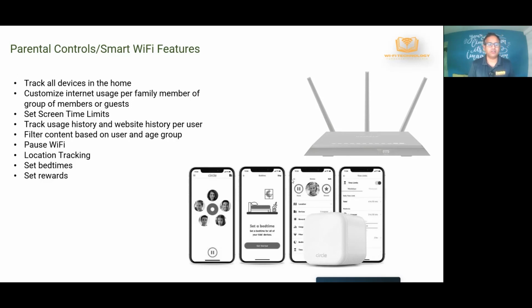We can do interesting things like pause Wi-Fi. For example, as a family, we're all sitting together and having dinner, and let's say at 7 p.m. we want to say pause Wi-Fi, and we press a pause Wi-Fi button, and then it's going to just disconnect Wi-Fi for everyone. You can track locations, you can set bedtimes, rewards, all kinds of things can be done as a part of the parental controls that most modern Wi-Fi routers will have.